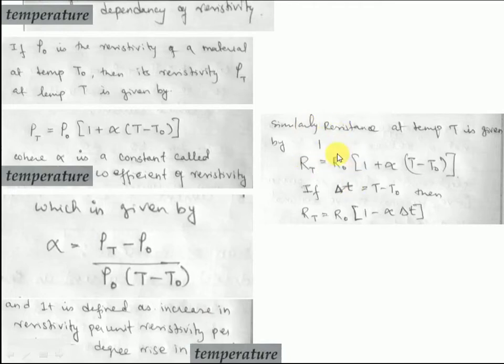If R0 is the resistance at T0, then the resistance at temperature T can be written in this form. And if you change T minus T0 to delta T, then you can write RT is equal to R0 times (1 plus α delta T). So this is the formula. You can try some questions from the book. This is a very important formula, and I have seen many questions come in exams.